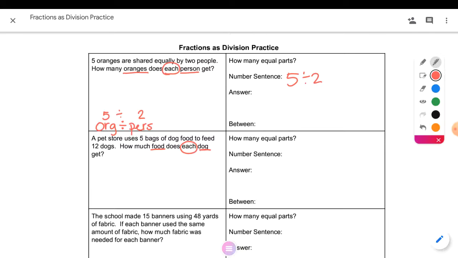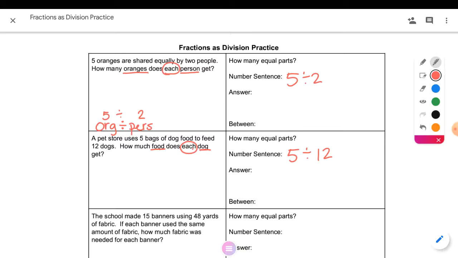So in this one, Addie, is the 5 or the 12 referring to food? Because I have food each dog, which means I'm taking food divided by dogs. What do I know about my food? I have 5 bags of food. How many dogs do I have, Addie? 12. Is that the problem we came up with before? Okay, let's do one more.